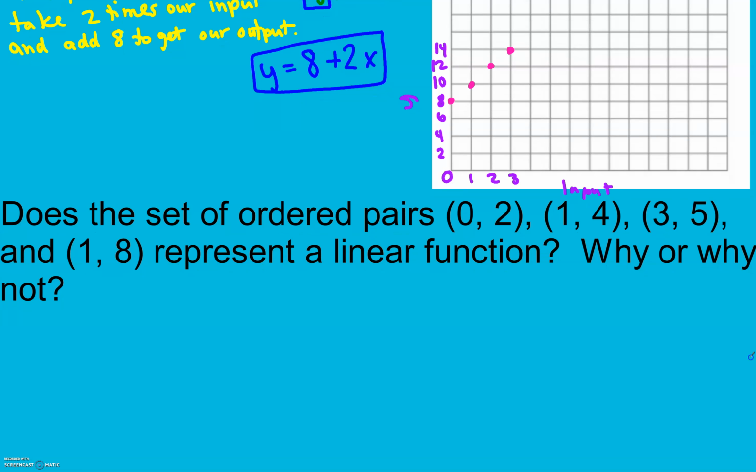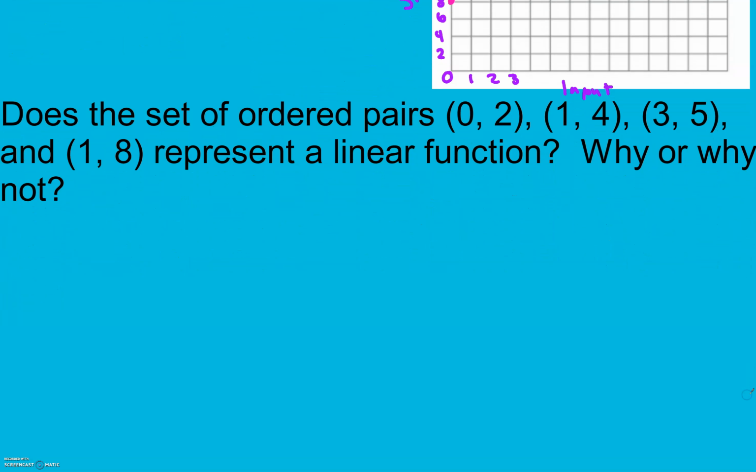Now we want to know, does the set of ordered pairs here represent a linear function? Why or why not? Here it does not. And we have a couple different ways that we can tell. First way we can tell is because one input gives us 2 different outputs. So for example, if I have one rectangle, I can't get 8 as a perimeter and 4 as a perimeter. So, one input cannot give two different outputs.